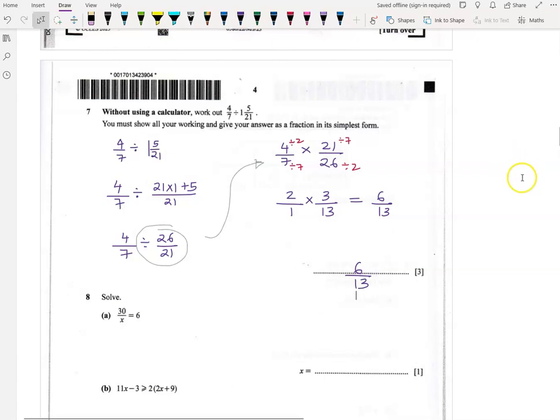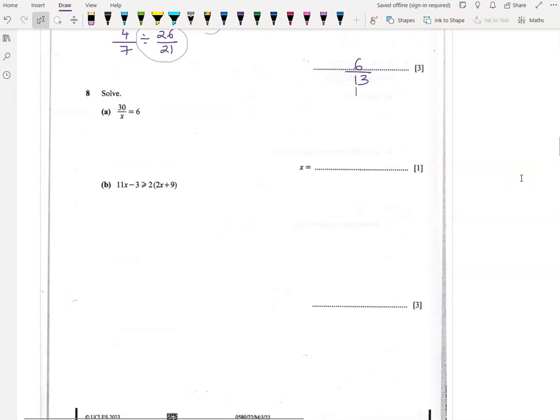Okay, question number 8. Solve 30 over x equal to 6. It's a 1 mark question. You can just guess and write 30 divided by which number gives you 6. The answer is 5. And if you want to do the working, just take the cross product. So 30 is 6x. To cancel out 6, you divide both sides by 6. So you get x equal to 5.